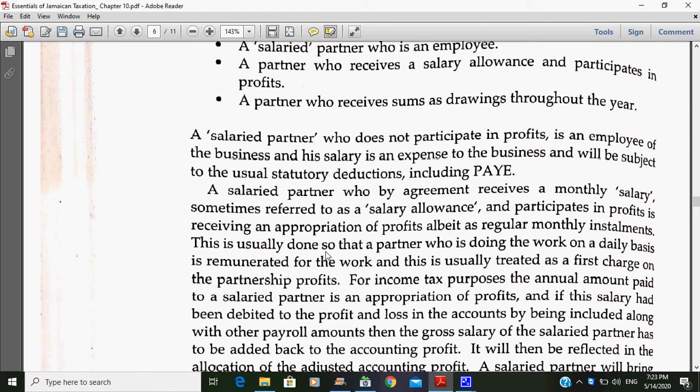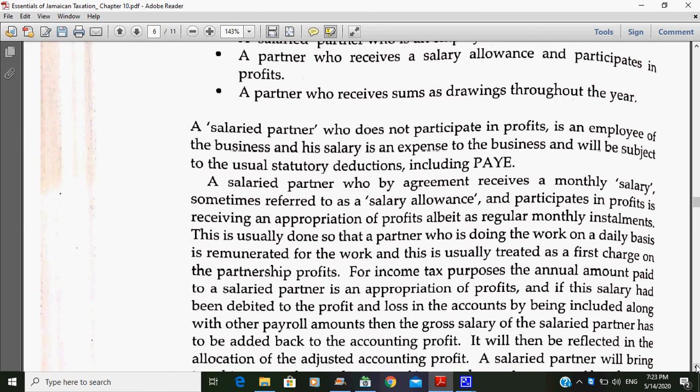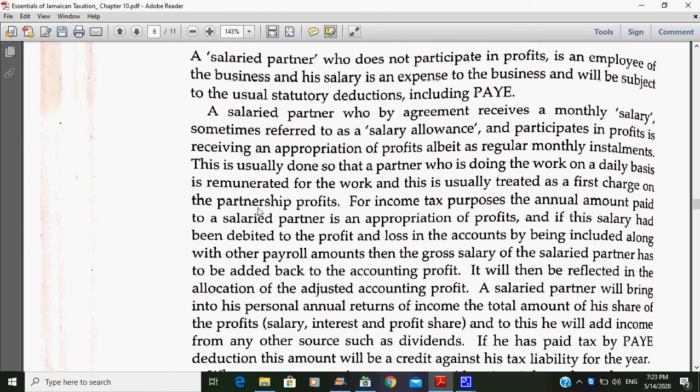This is usually done so that a partner who is doing the work on a daily basis is remunerated for the work, and this is usually treated as a first charge on the partnership profits. For income tax purposes, the annual amount paid to a salary partner is an appropriation of profits, and if his salary had been debited to the profit and loss account in the accounts by being included along with other payroll amounts, then the gross salary of the salaried partner has to be added back to the what?